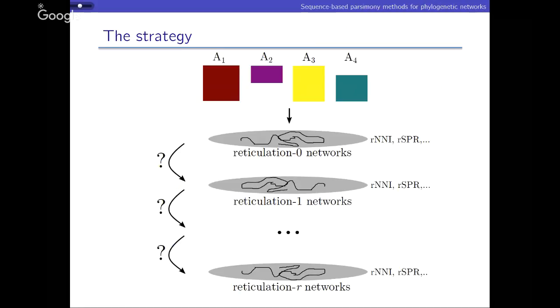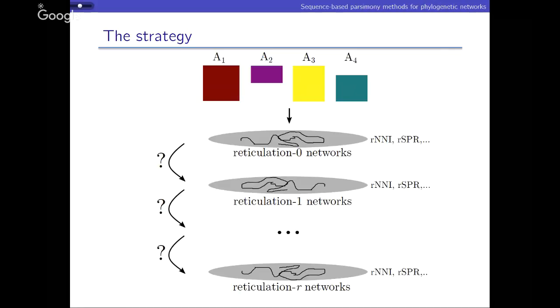even if it's not statistically consistent. And the strategy is the same strategy that Luay discussed in this talk. So we start with a bunch of alignments, and then we have some horizontal moves in the space of trees, so reticulation zero networks. So we go around with NNI and SPR moves that have recently been formally introduced for networks. And then from time to time, we may want to do what we call a vertical move, so a complexity-changing move, moving to another tier of networks, reticulation one networks, for example. And we can use techniques such as the AIC or BIC criteria or cross-validation. And as soon as we get a network that is satisfying for us, we stop.